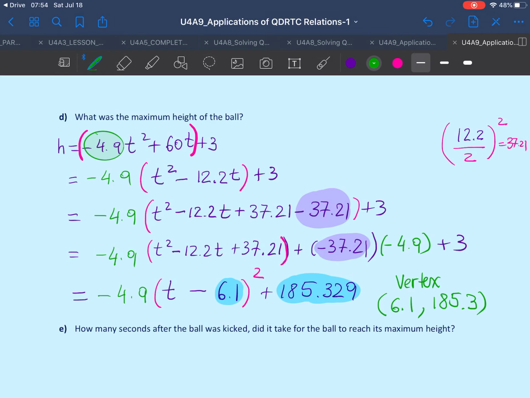Now let's think about what these numbers represent. Normally in an equation with x and y, this will be x and this will be y. But because we don't have x and y here, but we have t and h, this will be t, this would be h. So this will represent the time and the height at the highest point of the parabola, with a height of 185.3 and time being 6.1. So we're going to say that the maximum height is 185.3 meters.